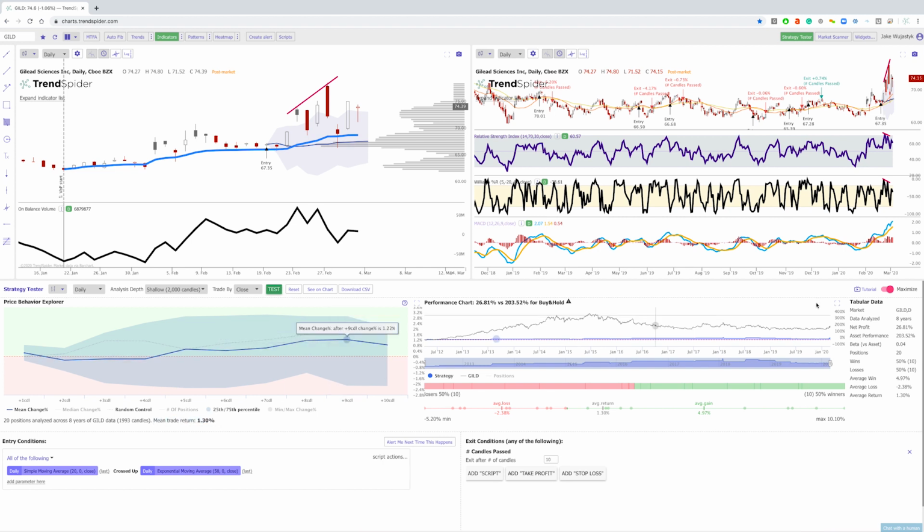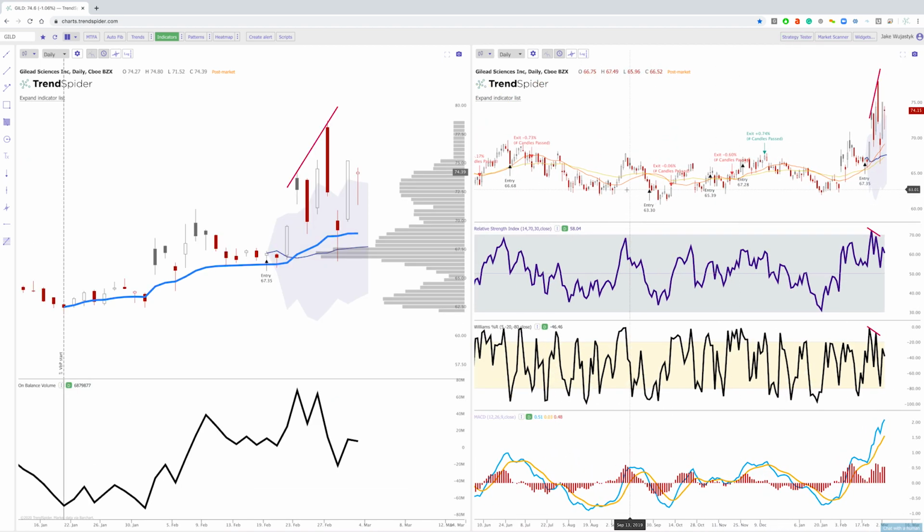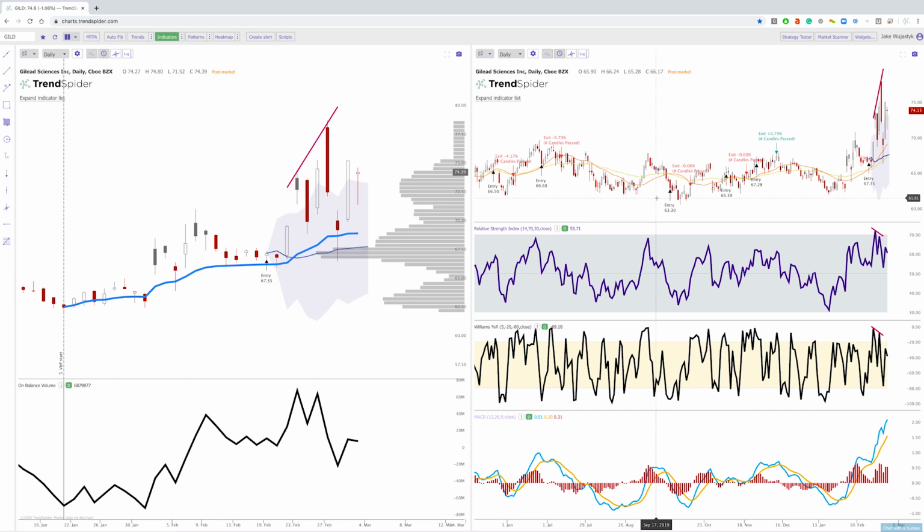We can see the wins versus losses are exactly tied at 50%. And so this gives you a lot of information quickly without having to go and test this out by yourself. You're able to use TrendSpider to really answer the question, what is the best indicator for me?